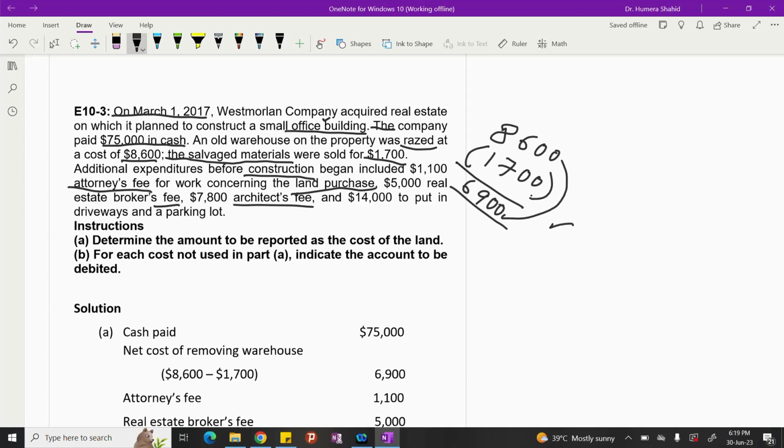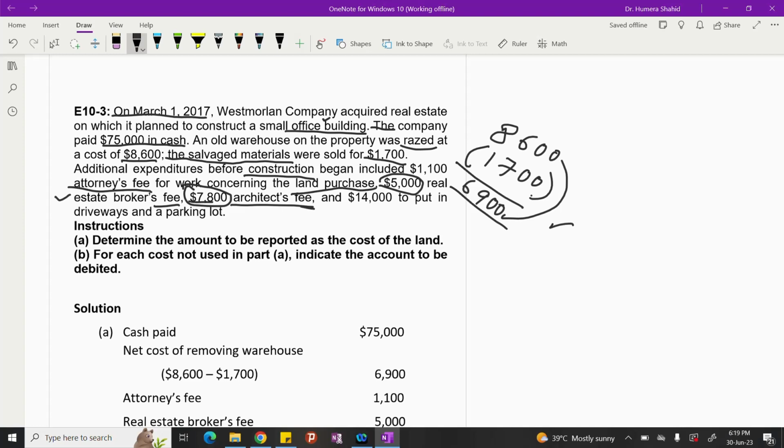$7,800 architect fee. Okay, before moving on to the architect fee, let's take this real estate broker commission. You are not purchasing a building. We are purchasing land. So that's why I'm saying that this amount is going to be the cost of land. Real estate is this $5,000. So this is regarding the land because we purchased the land.